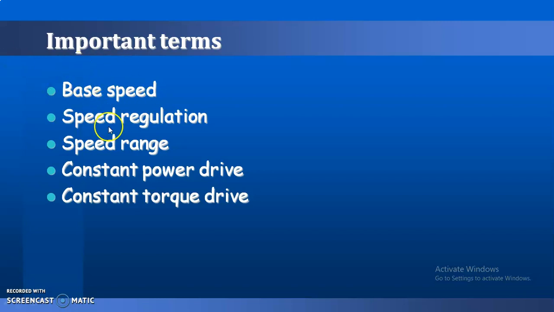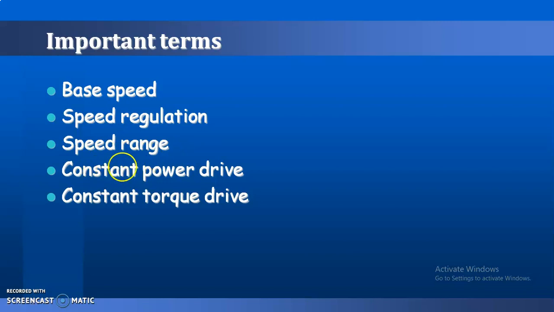Now the speed regulation. Speed regulation means, if the motor speed changes from no load to full load, suppose by Δωn, changing the speed from no load to full load, Δωn. The ratio of that change in speed to the base speed, Δωm by base speed, is the speed regulation. Now speed range is nothing but the ratio of maximum allowable speed to the minimum allowable speed.